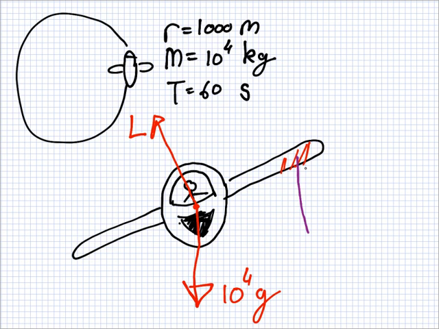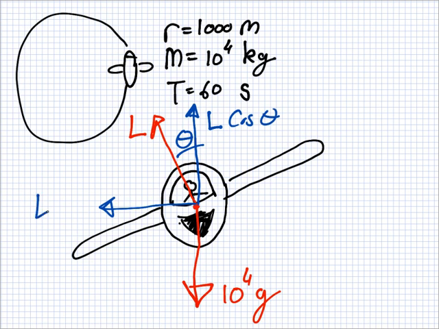Okay, so what I'll do next is resolve into this component and this component, and I'll call this theta. This is called the banking angle. So how big would this force be? L cos theta, and this one would be L sin theta.